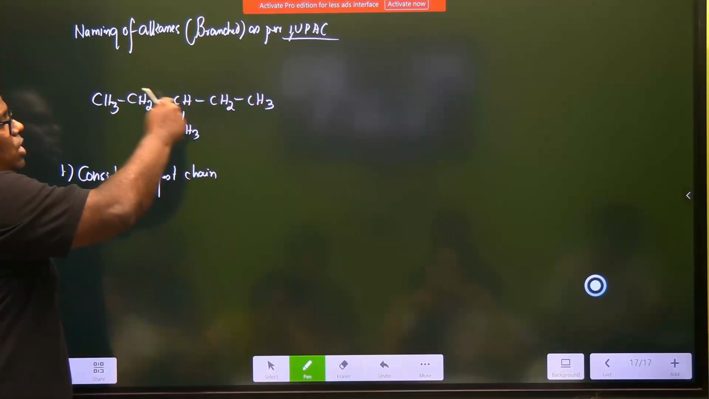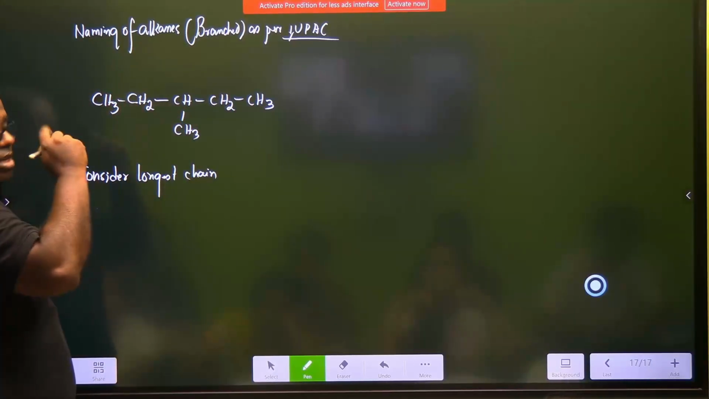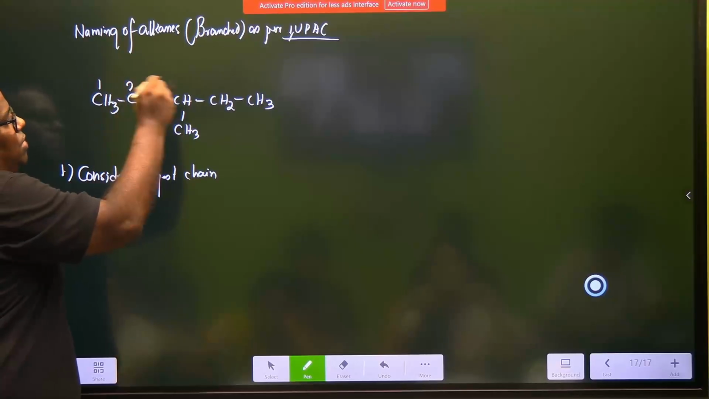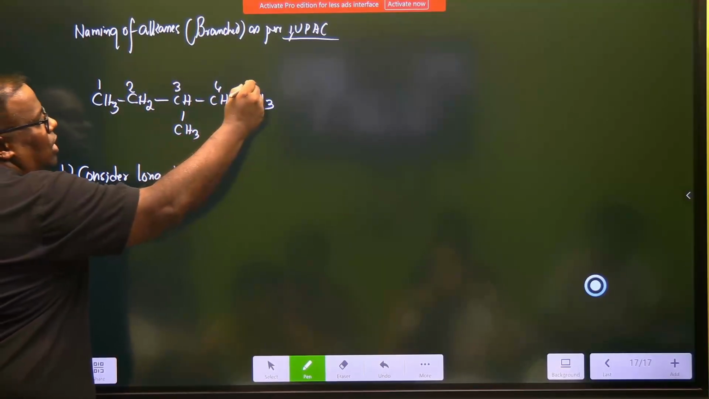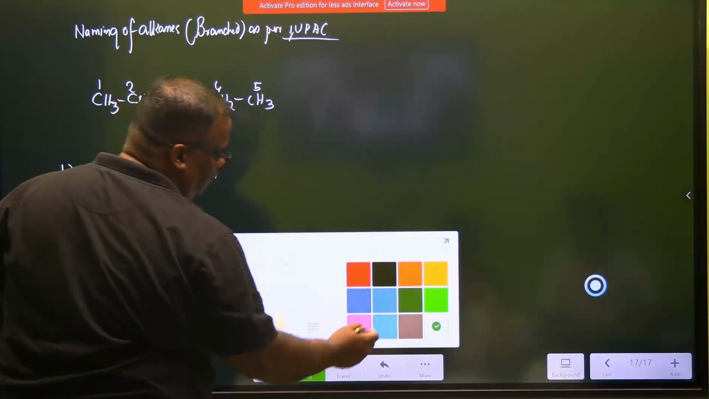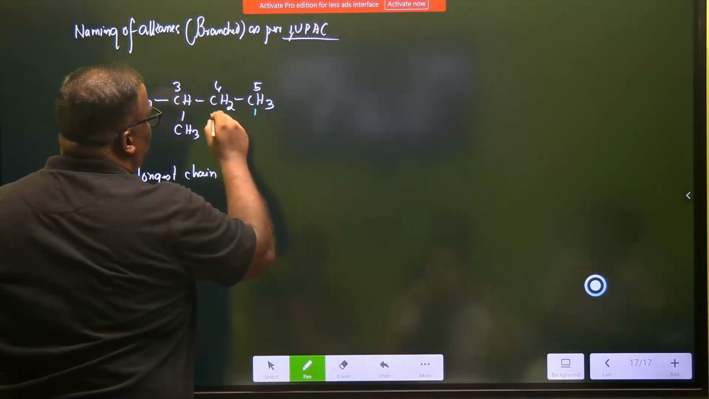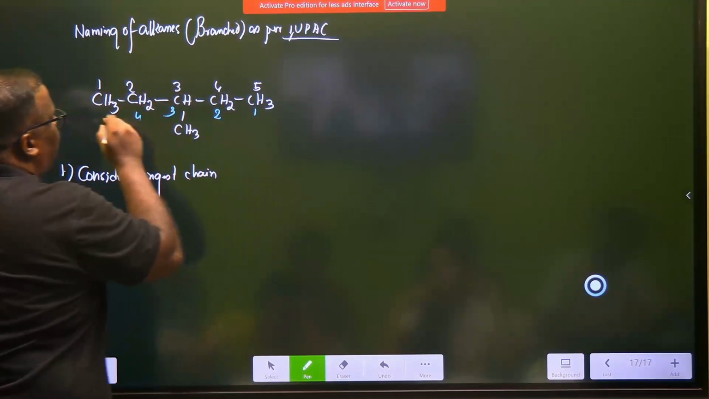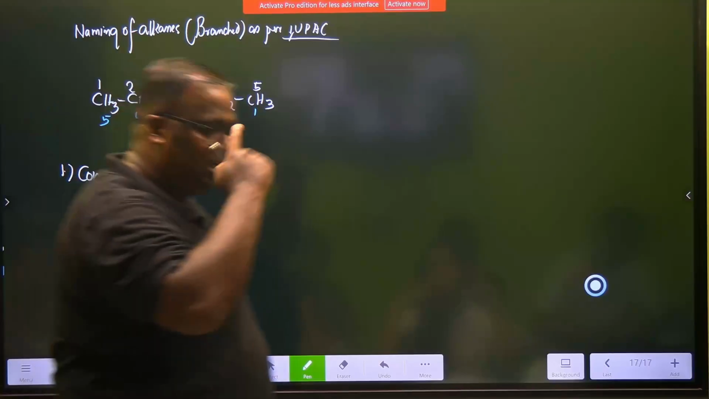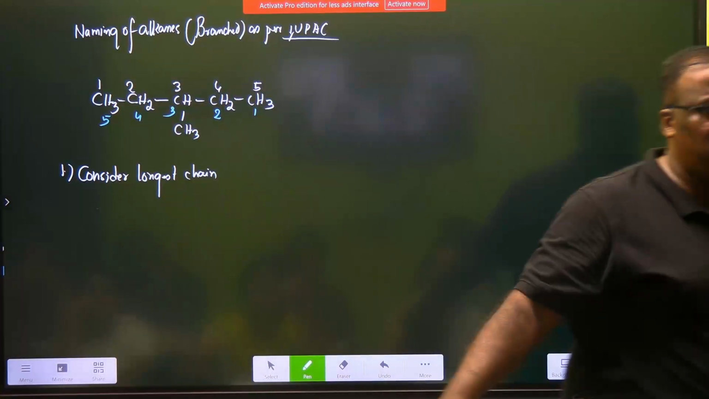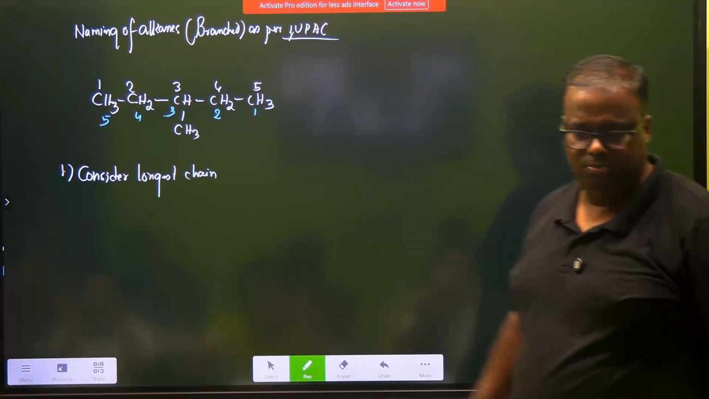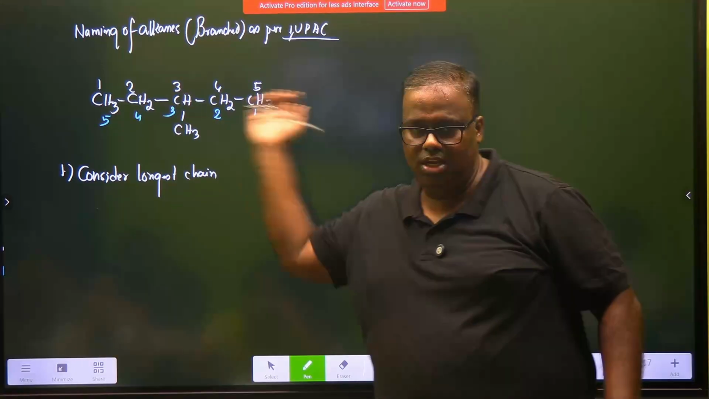1, 2, 3, 4, 5. That means 2 combinations give me the longest chain. Either it can be 1, 2, 3, 4, 5, or it can be 1, 2, 3, 4, 5. Try and think, is there any way you can get a chain which is more than 5? I don't think so. Longest chain.